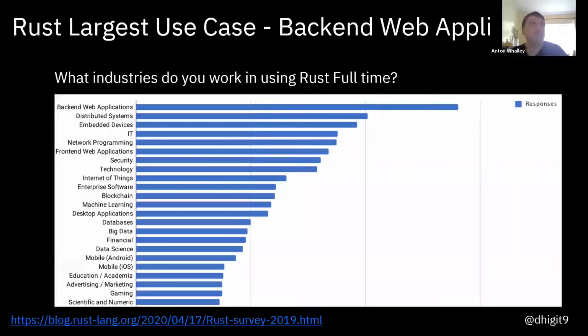There seems to be a lot of traction in there, and as you can see underneath that, they've got distributed systems, network programming. So there's definitely a clump of use cases that people are having success with in the community that point towards building out services with Rust.